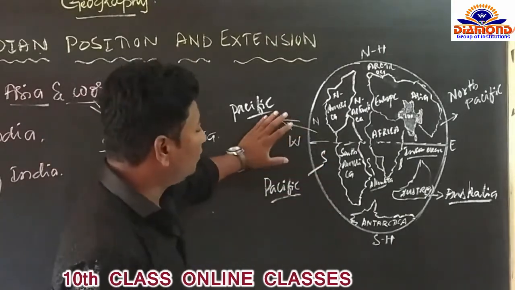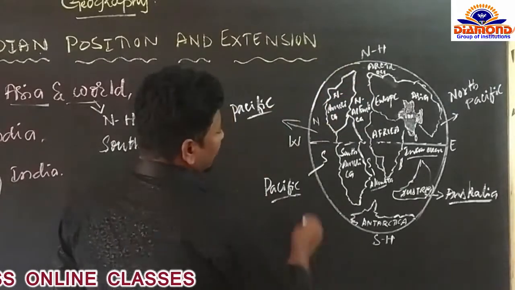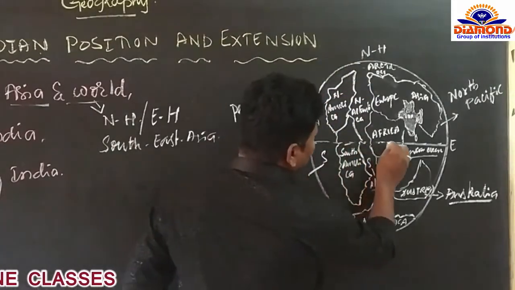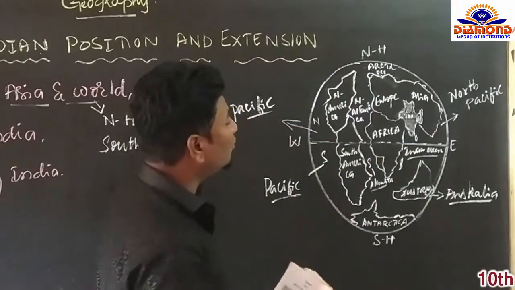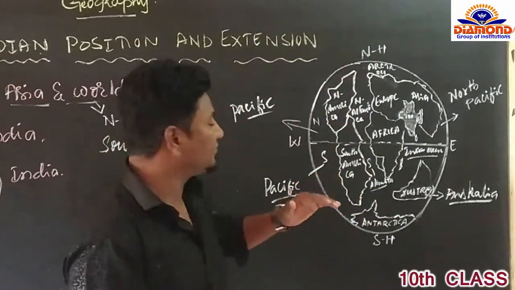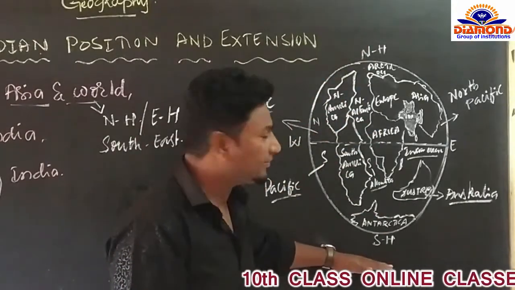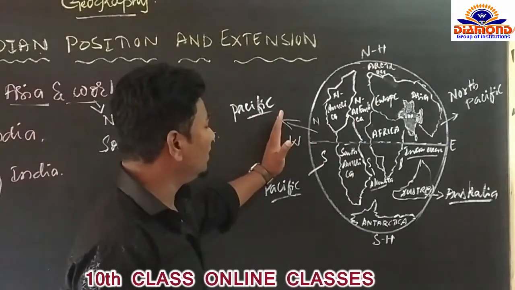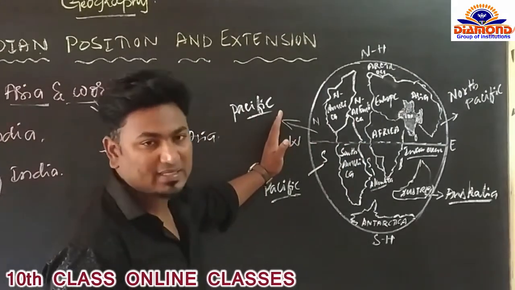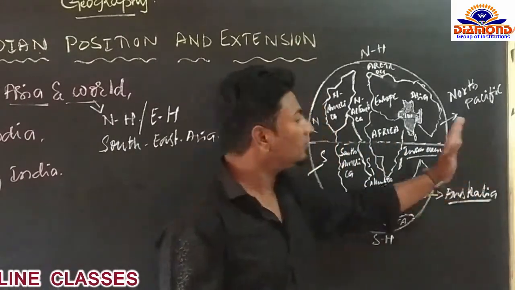So here the world is drawn. This is the line which is called the equator line, which divides the world into two halves, the Northern Hemisphere and the Southern Hemisphere. And we see W here, which means the western side, and E, the eastern side.